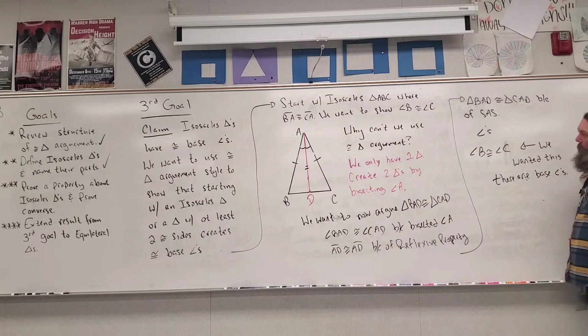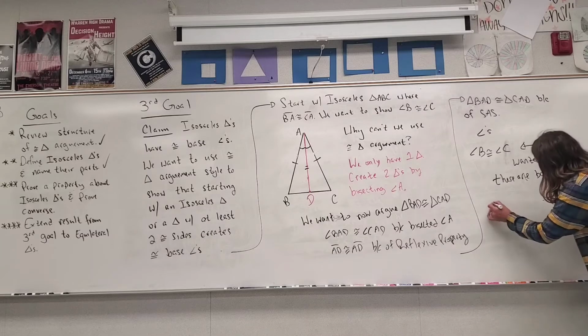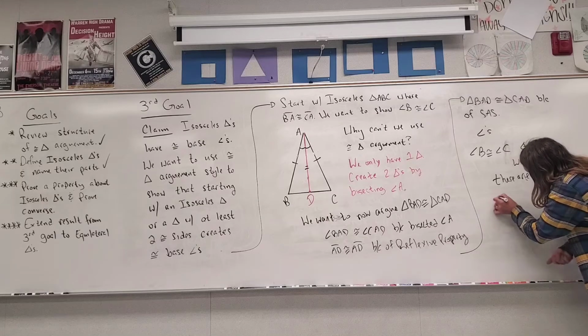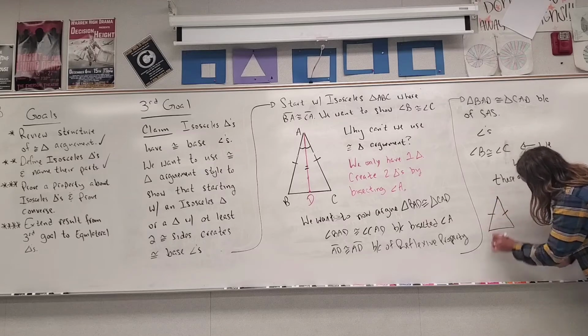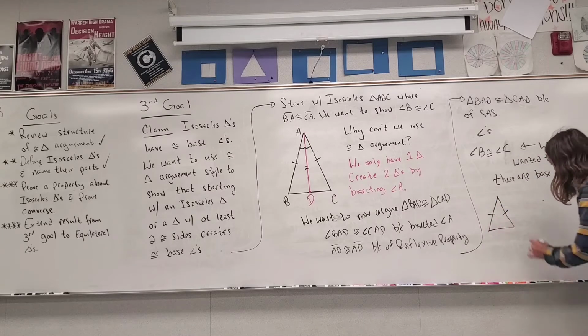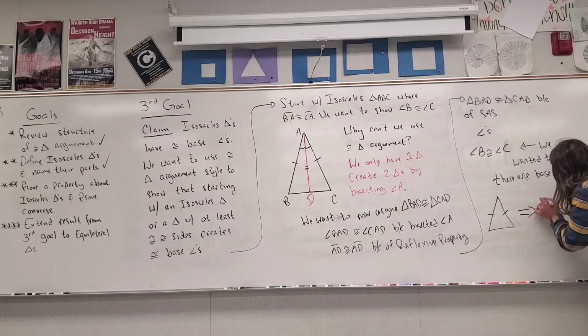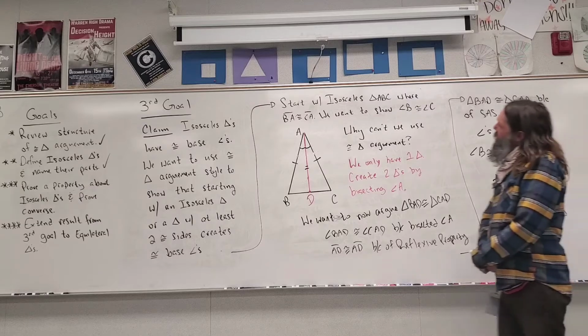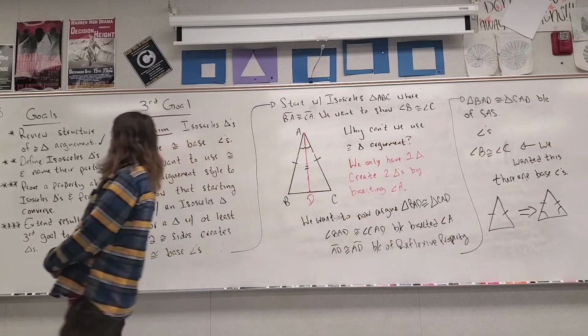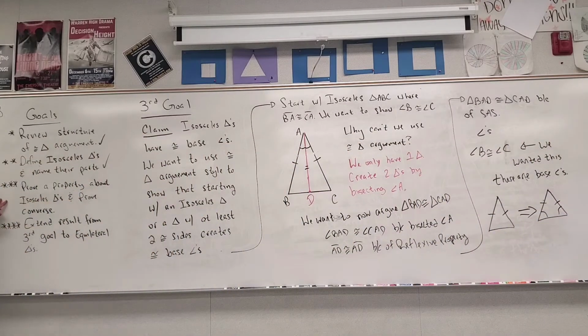Okay. So what we now know is that a triangle with two congruent sides has those two congruent sides and it has congruent base angles. We proved this. We proved it. So I proved the first part, the property about an isosceles triangle.